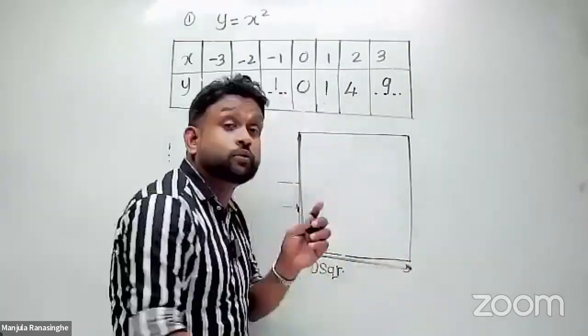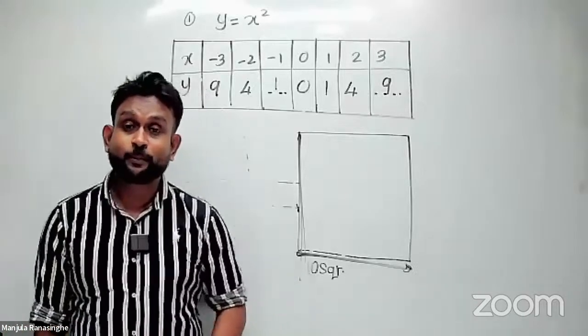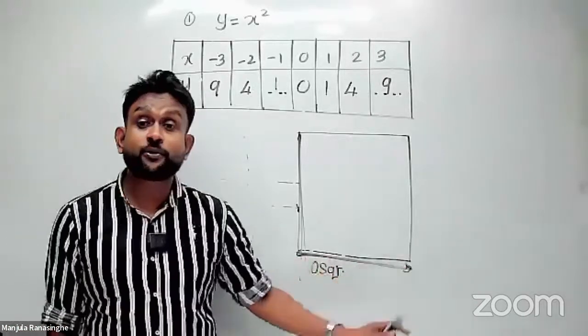Count how many 10 square parts there are in this direction. Everyone, 10 squares, how many units are there?